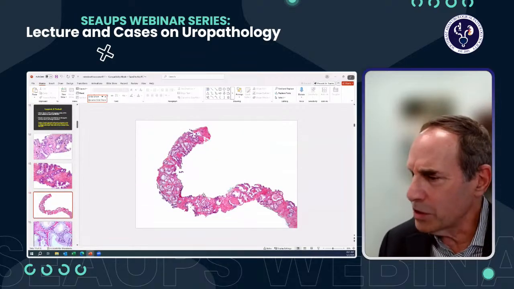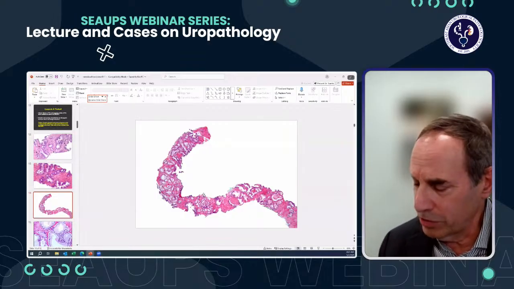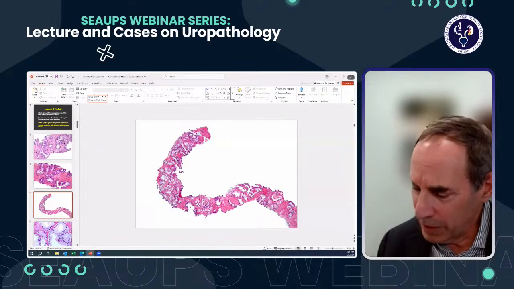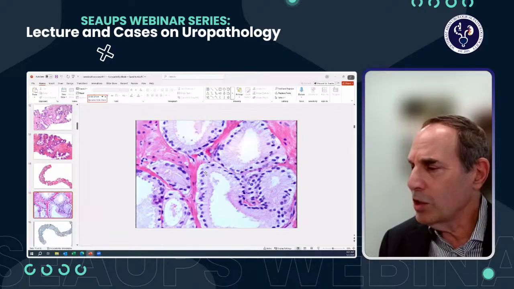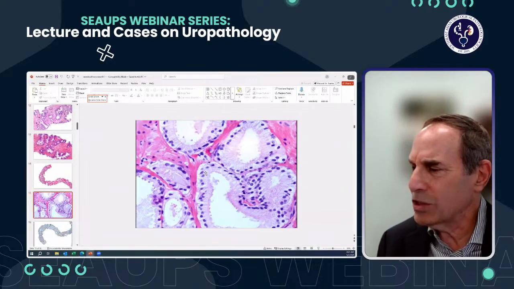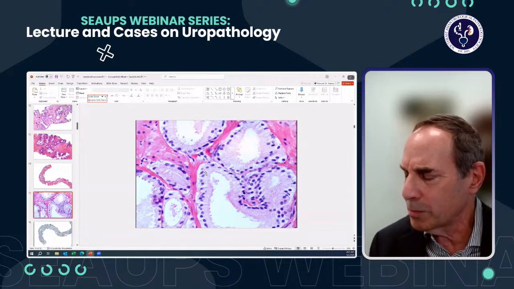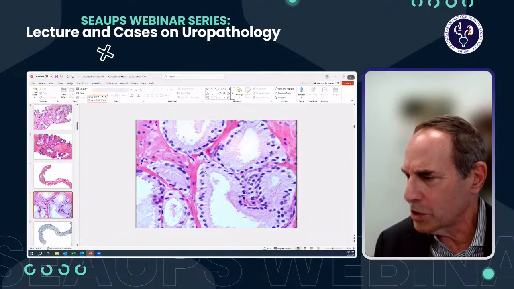Now, there are some cases where you do not find any of these architectural growth patterns, but you just find glands that are crowded. But then when you go to higher power, there's virtually no cytologic atypia. So all you have is a crowded glandular pattern. In these cases, you have to be extremely careful in diagnosing cancer because, as I'll show you, some mimickers of prostate cancer can be composed of very crowded glands with no cytologic atypia.